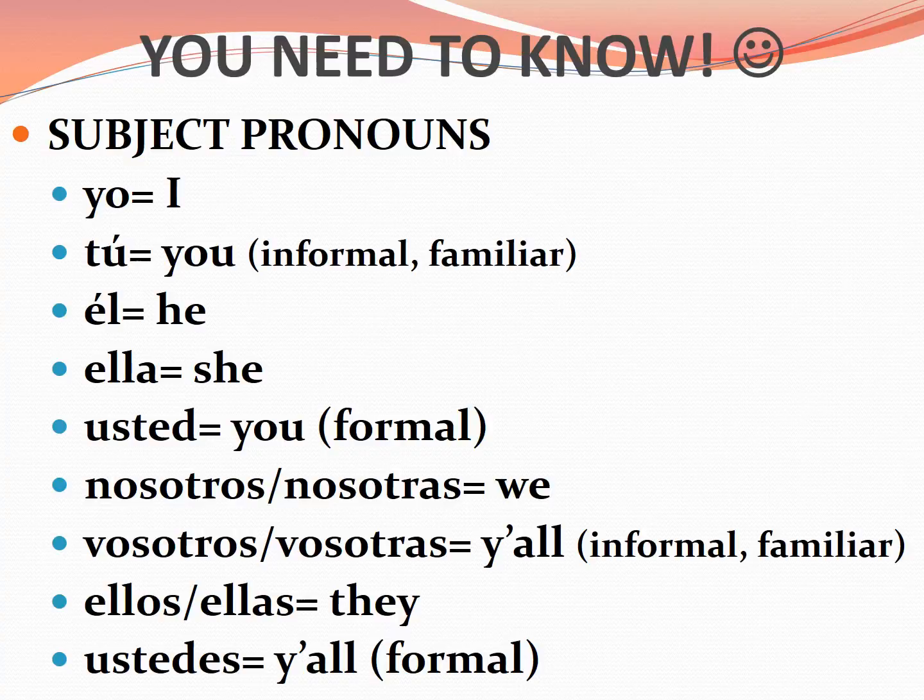Nosotros is masculine for we. Nosotras is feminine for we. Vosotros is masculine for you all. Vosotras is feminine for you all. This is informal or familiar, plural you, effectively. Vosotros, vosotras is used almost exclusively in Spain, basically nowhere else. Ellos is masculine for they. Ellas is feminine for they. Ustedes means you all. This is a little bit more formal in Spain, and it is what is generally used throughout the rest of the Spanish-speaking world.